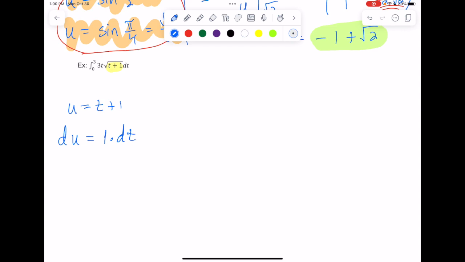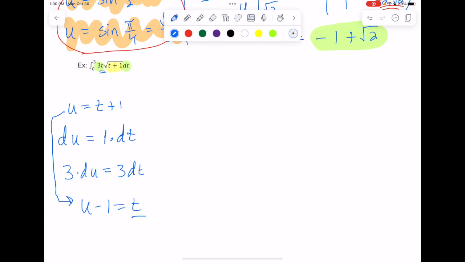If we were to make the substitution du equals dt, that would take care of that piece, but we still have that 3t to deal with. We could deal with the 3 easily enough. We could multiply both sides by 3 and get 3 du equals 3 dt, but we still would have that t out front. So what do we do about that? A miscellaneous substitution. Subtract 1 from both sides and you get u minus 1 equals t, and we can use that t right there for that t right there.